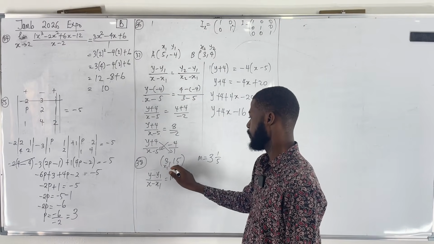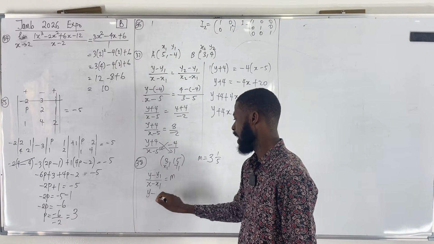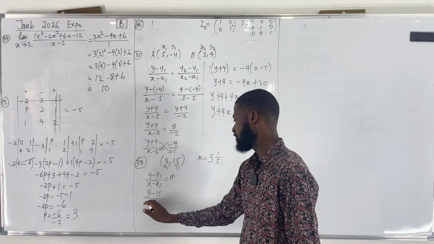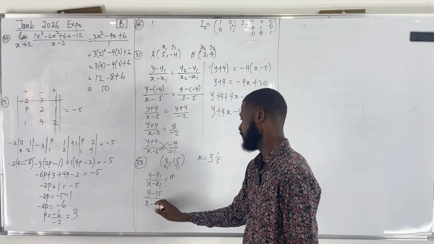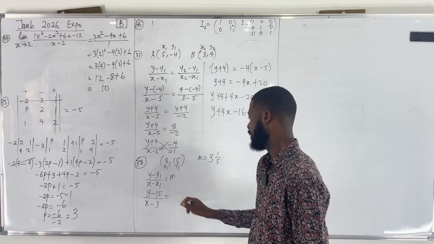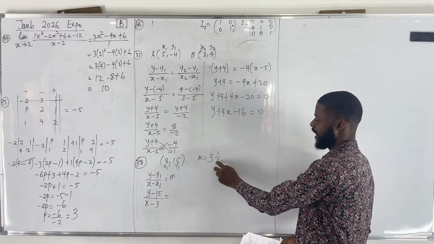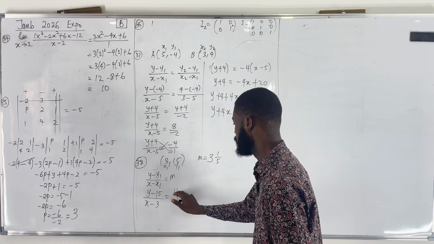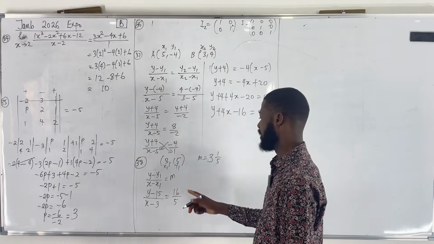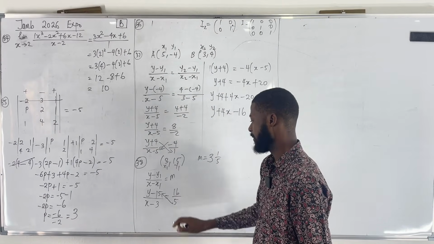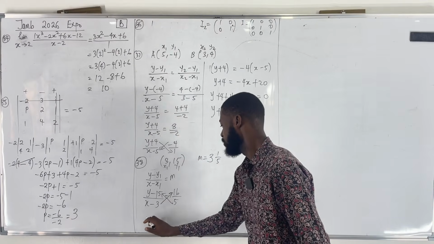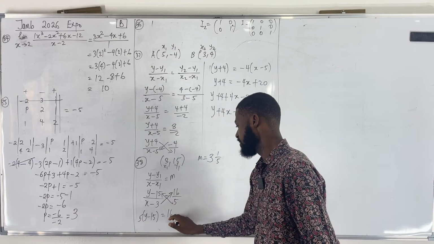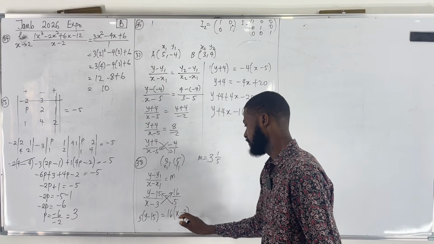So this will be x1, y1. So this is y minus y1, which is 15, divided by x minus x1, which is 3, and this will equal, let's change this: 5 times 3 is 15, 15 plus 1 is 16. So this will be 16 over 5. Then we can cross multiply, so that will be 5 brackets y minus 15 equals 16 brackets x minus 3.